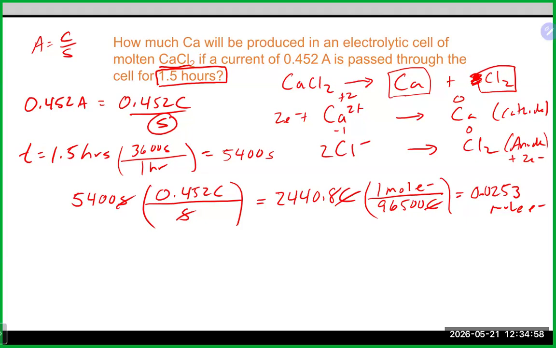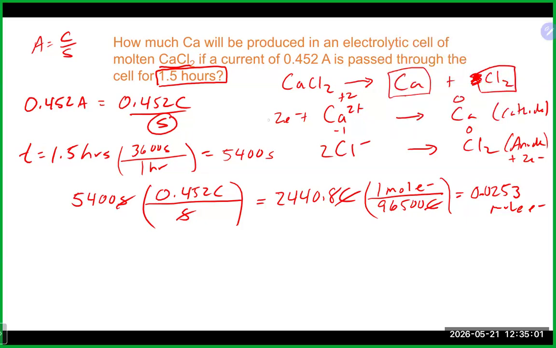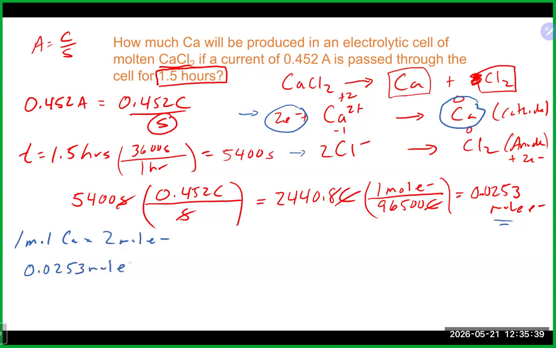Now that I have that, we can use our half reactions to figure out what we want. In this case we're interested in calcium, so we'll go there first. Looking at the calcium half reaction, for every 1 mole of calcium I get 2 moles of electrons. Just like stoichiometry, we're going to use that as a conversion to go to moles of calcium, the solid or molten calcium in this case, starting from 0.0253 moles of electrons.